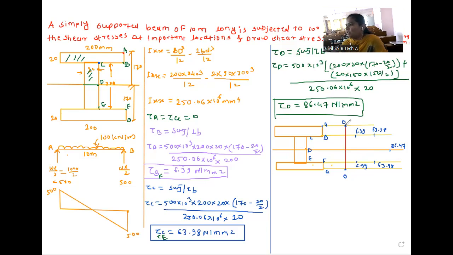So from this, A to B parabolic, B to C straight line, from C to D and D to E parabolic, then E to F straight line, and then F to G parabolic. So this is the stress distribution diagram.